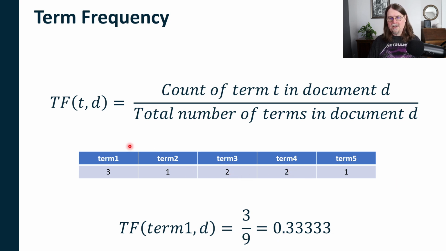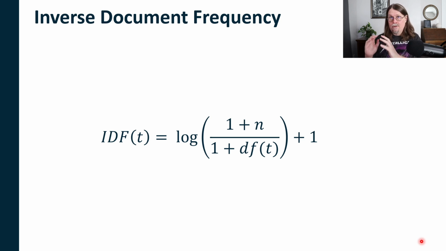So the term frequency of term 1 in this particular document is 3 divided by 9, or 0.33333333. Pretty easy, right? Not very difficult at all. What's a little bit more complicated is actually the inverse document frequency calculation, which we're going to cover next. So here is IDF, the inverse document frequency.